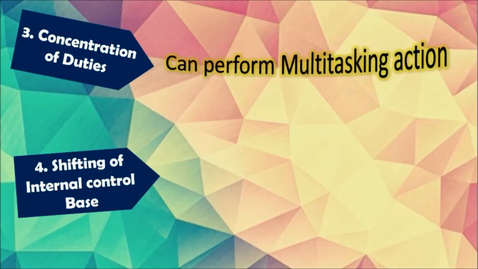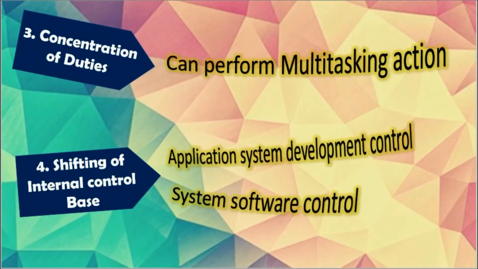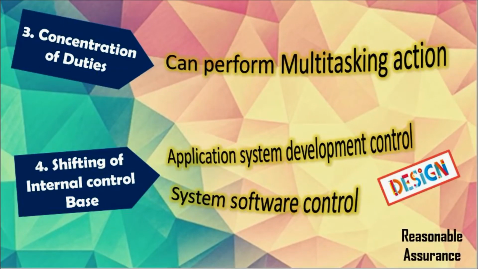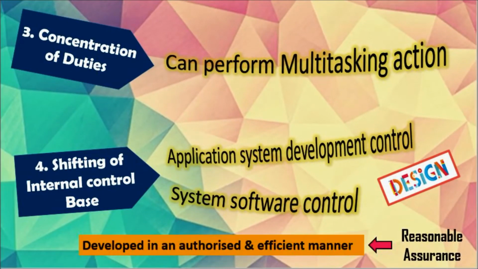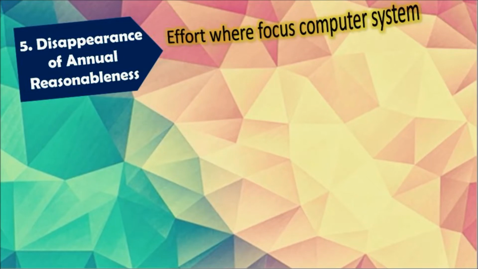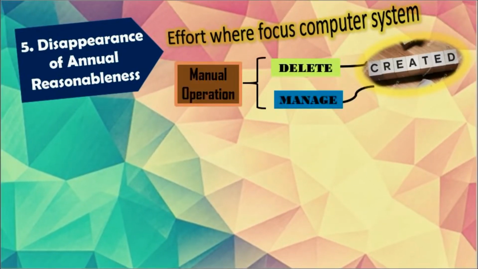The fourth one is shifting of internal control base. Application system development control and system software control are designed to provide reasonable assurance that both of the systems are developed in an authorized and efficient manner to establish control over inventory, employee, production, and so on. Fifth, disappearance of manual reasonableness. It is an effort where a focused computer system is created by either deleting or managing the manual operation.